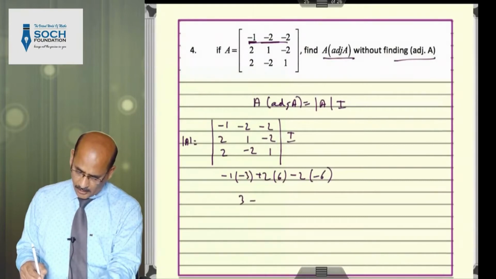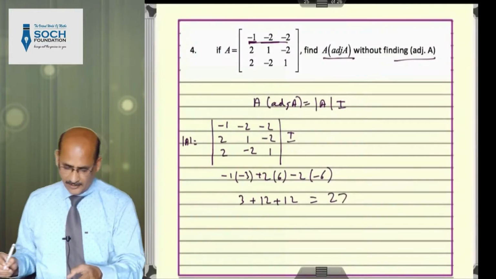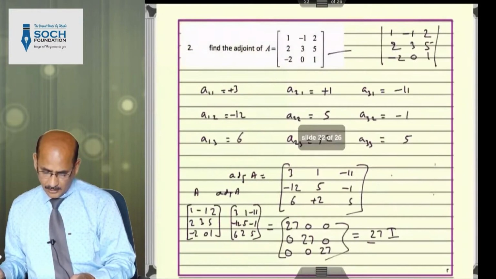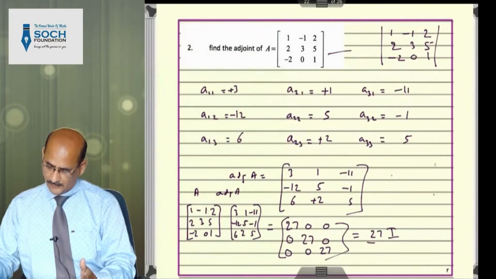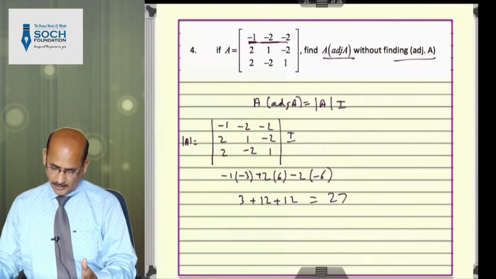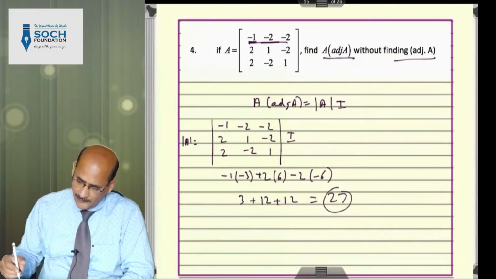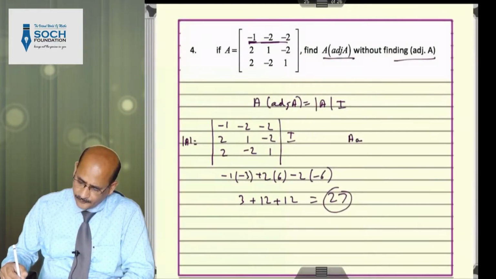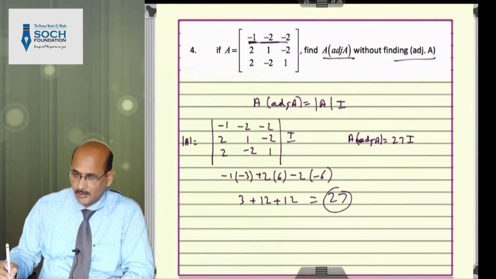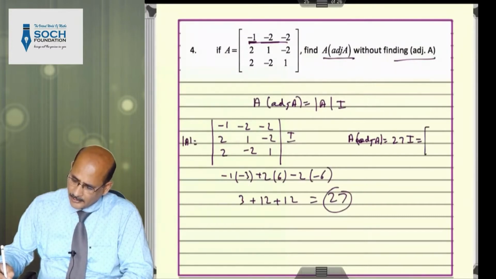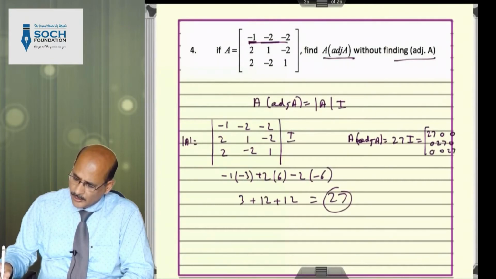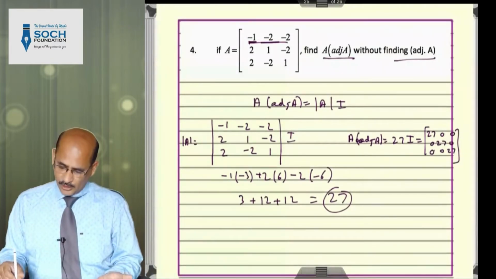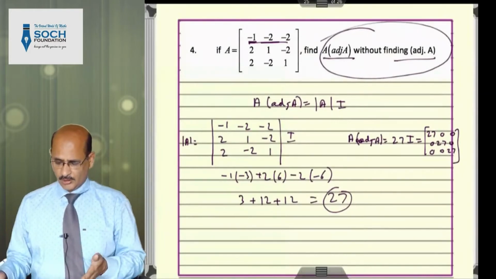So what happens over here? 3 plus 12 plus 12, so it is nothing but 27. Is it the same matrix we considered previously? No, it's 27 which you got over here. Okay, oh my god, but I found the determinant A as minus 27. So A into adjoint A is nothing but 27I. You can write it in this format, or you can write it like this: 27 0 0, 0 27 0, 0 0 27. So whatever you feel is right, but see the question, how informal this question is.